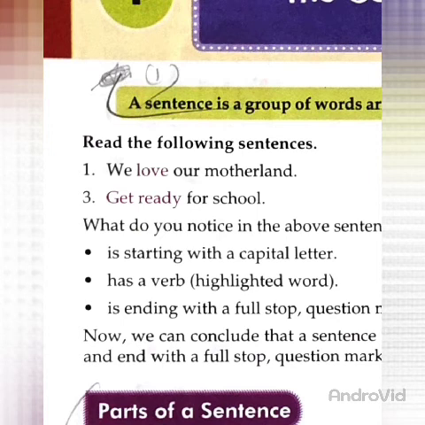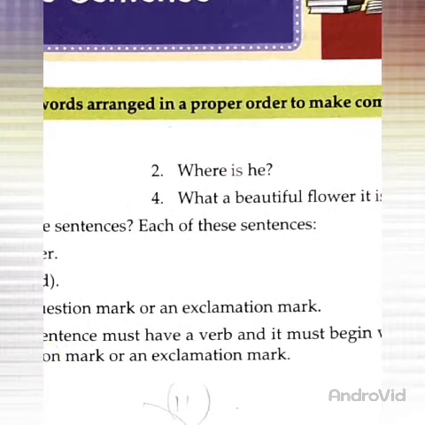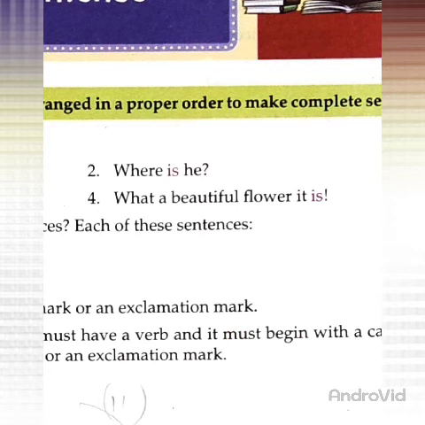So number one, we love our motherland. That sentence, ये sentence क्या करता है? It makes sense. ये सेंस देता है, ये करेक्ट सेंस देता है. That is why it is a proper sentence. Number two, where is he, question mark. It starts with a capital word, where, with the letter W capital, and has a proper punctuation mark at the end. Last में full stop या period या question mark या exclamation mark is important.